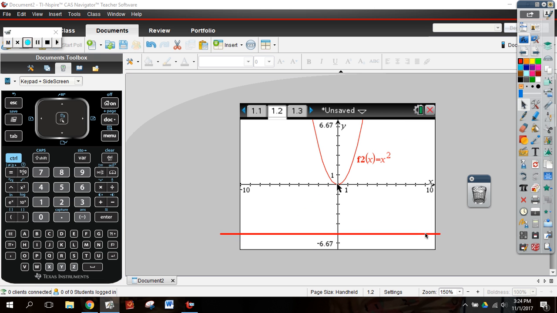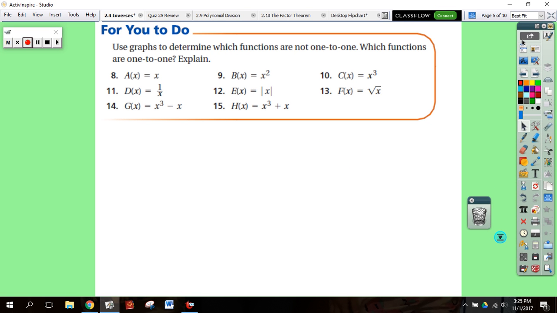Okay, if we take the same horizontal line and we pass it across this one, we can see that any place along here, you have an intersection with the red line at 2 places. So this one, x squared, is not a one-to-one function. So the first one, yes, was one-to-one. X squared is not one-to-one.